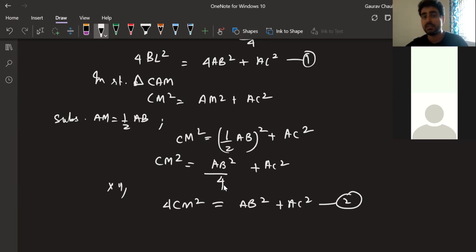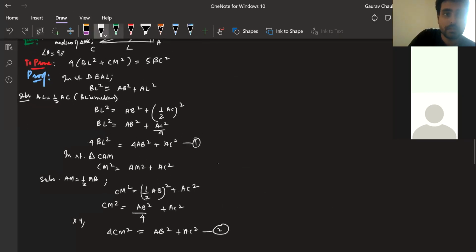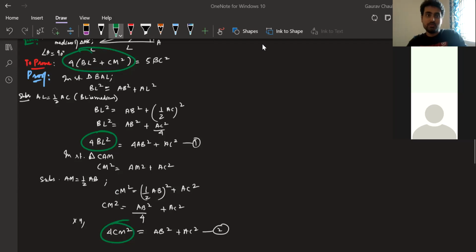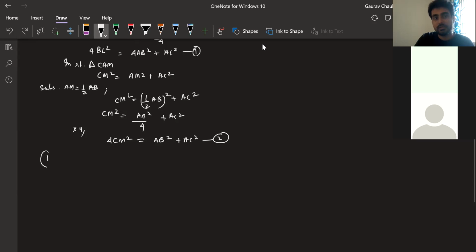That's my second equation. Now, why did I get this? I'm getting 4 BL square here, and I'm getting 4 CM square here. When I add these two, I'm going to get 4 times BL square plus CM square. So I'm going to add these two equations, adding 1 plus 2. So 4 BL square plus 4 CM square is equal to what's on the right side.